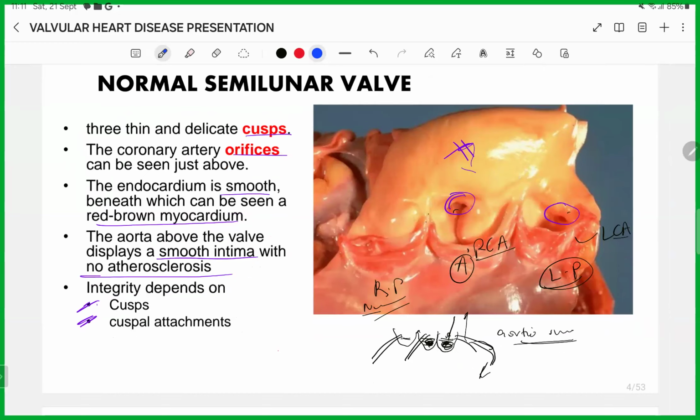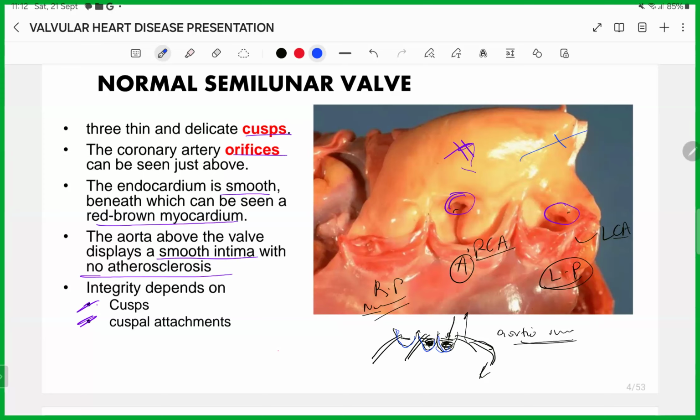semilunar valves would look like. So this is the root of the aorta up here, which has been opened up. And you can see you usually have three cusps, and these cusps form cups. Semilunar means half moon, so they look like cups that form what is known as aortic sinuses. And these aortic sinuses usually serve as a pool or a collection of blood during relaxation, during diastole, such that they fill up. And it's from these sinuses that the coronary circulation emerges.